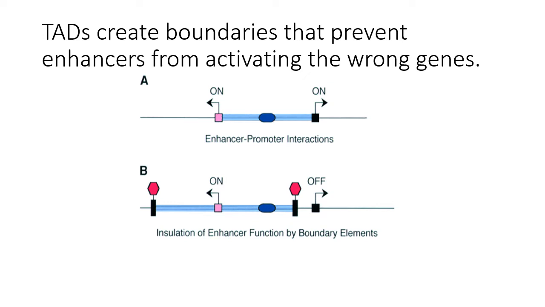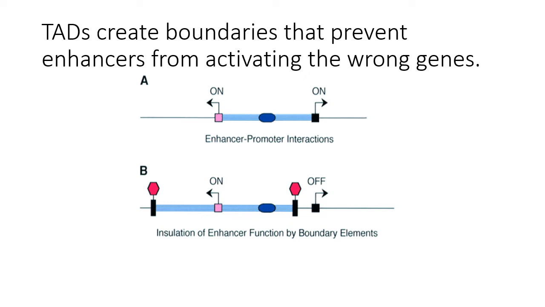Okay, so TADs, the TAD boundaries, what are they actually doing? This represents an enhancer and two promoters, one on each side. The blue thing is the enhancer, and the little boxes with the arrows represent the promoters of nearby genes. In this scenario, this enhancer could interact with either one of those promoters and activate it.